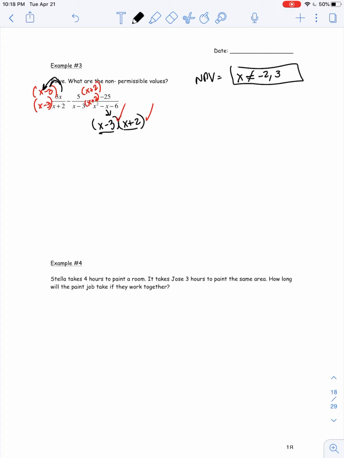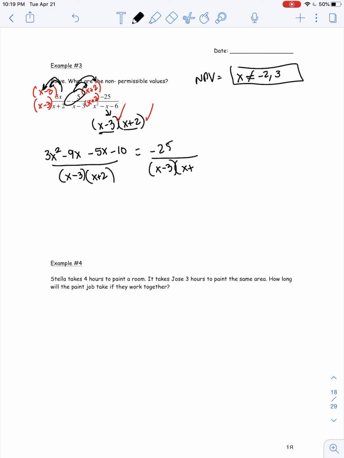But for the left side, you need to distribute that 3x into x minus 3. So that'll be 3x squared minus 9x. And then you're going to have to distribute this -5 into the brackets as well. -5x minus 10. So that's going to be equal to -25, and then we write it as one common denominator, x minus 3, x plus 2. Same thing on the right side, I'm going to leave it as x minus 3, x plus 2. So that's the factored form.